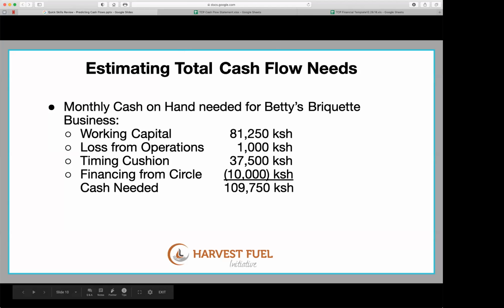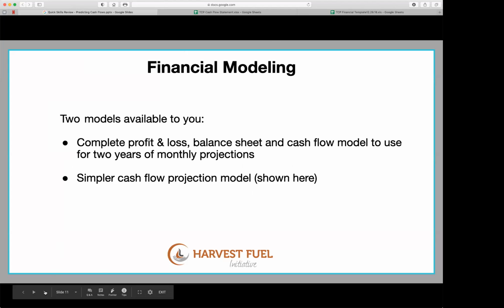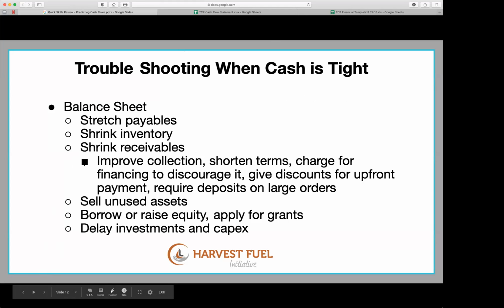Okay, so we did this. We went through the two models. And now what we're going to talk a little bit about is probably what you guys are doing every day, which is troubleshooting when cash is tight.